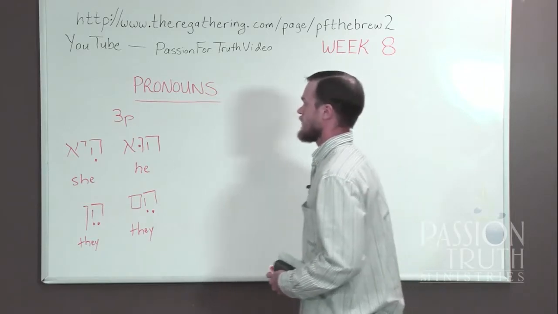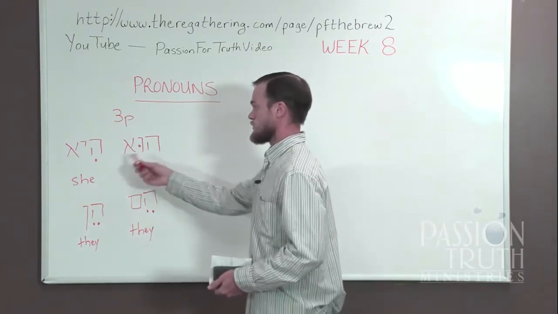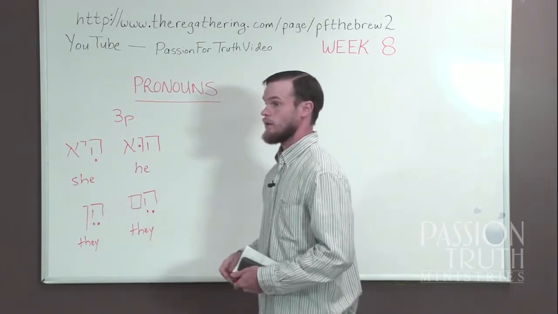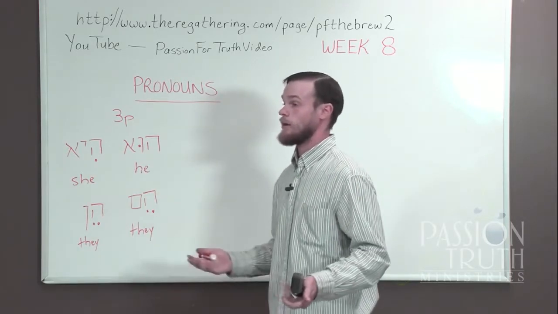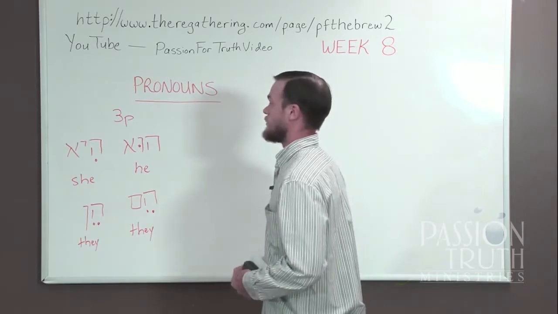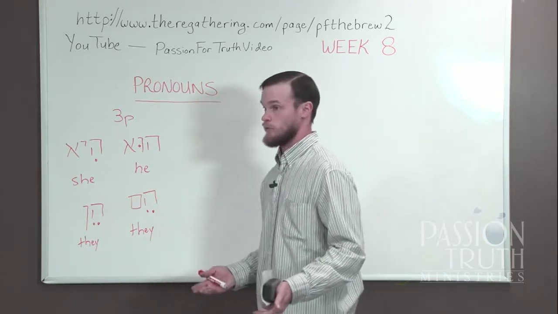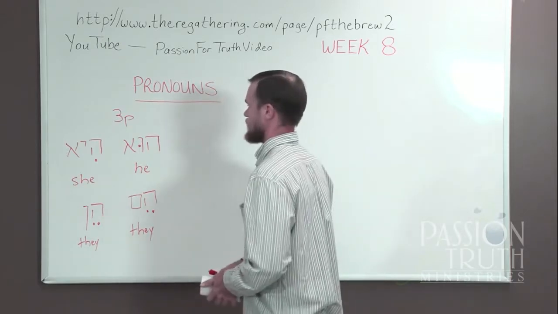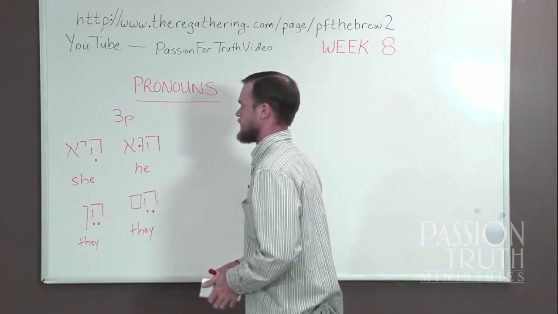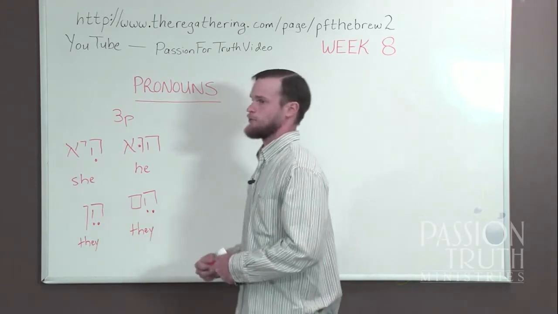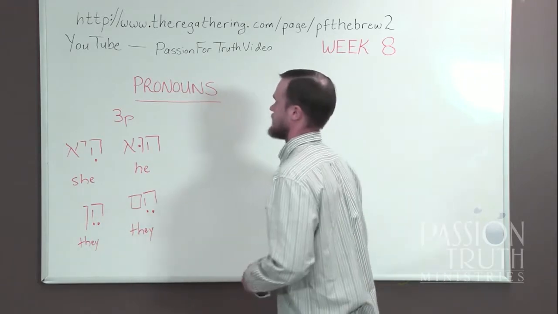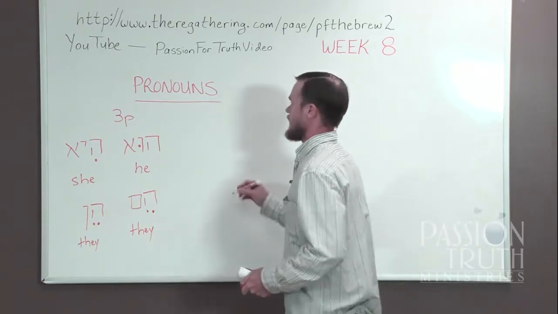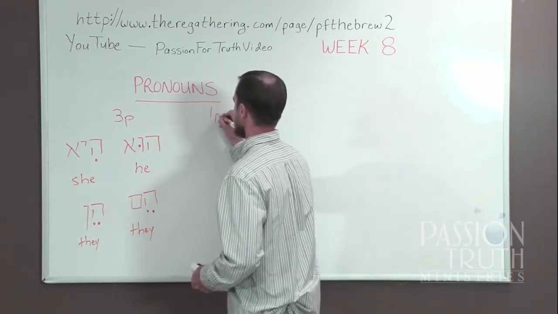I also mentioned that the third-person pronouns can be used for objects as well as people, because every noun in Hebrew has a gender. You don't refer to objects as it, you refer to them as he or she. It's not that they literally have a gender, but they have a grammatical gender, and so they are referred to grammatically as he or she. And then we also talked about the first-person pronouns.